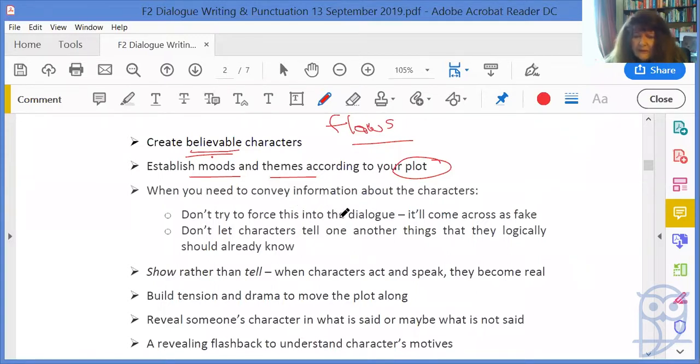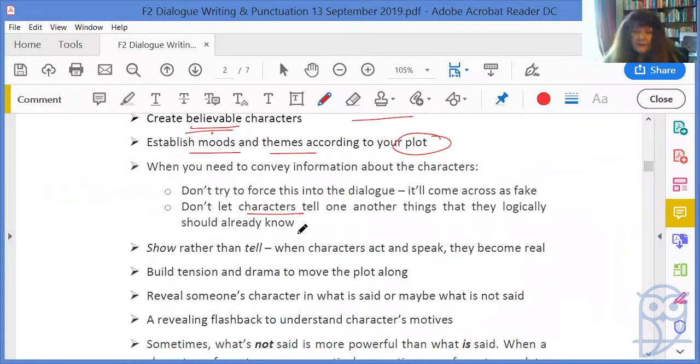So when you need to convey information about the characters, don't force it into the dialogue if you don't have to. Okay, so it'll be quite fake. Rather write a sentence or two about it. And then don't let the characters tell one another things that they logically should already know. Things that have already happened in the story, you do not need to repeat them. So that's waffling. Remember the need to know basis.